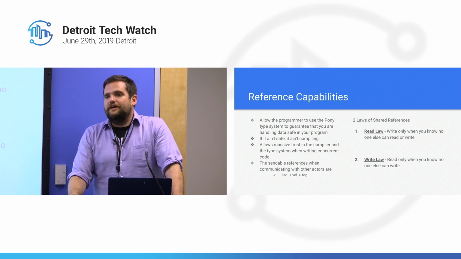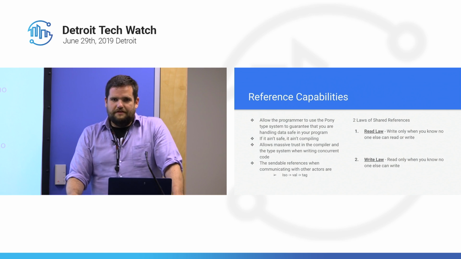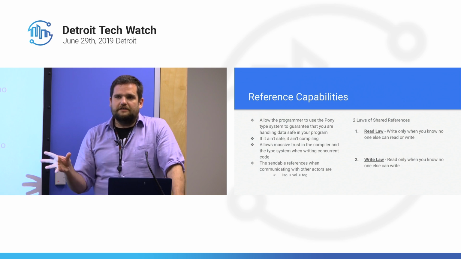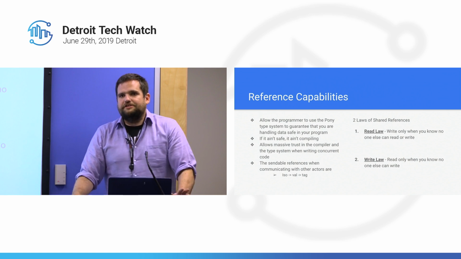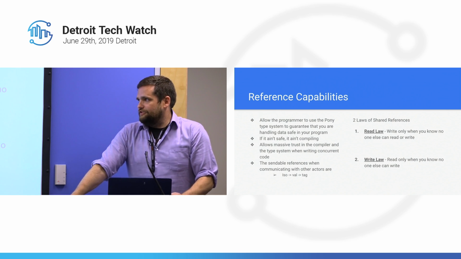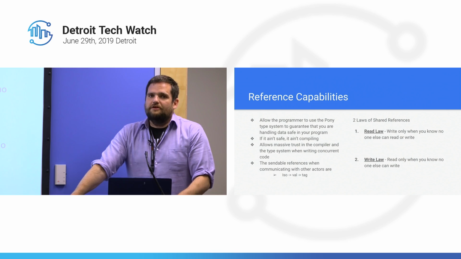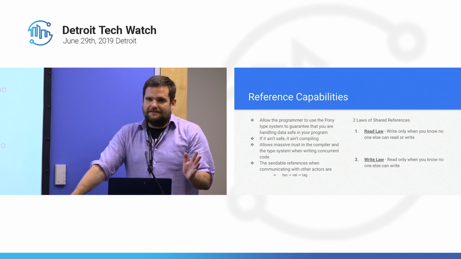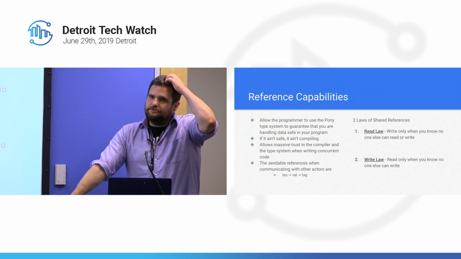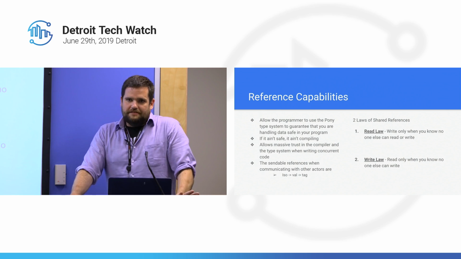Reference capabilities, on the other hand, are difficult. They work on the idea that there are two laws of shared references. Whenever you're sharing references to data within a program, there's the write law and the read law. The write law: you write only when you know no one else can read or write. That way it's safe and you don't run into any problems. And the read law is: read only when you know no one else can write. It's simple to think about, but getting a program and compiler to enforce this takes a lot of work. That's where reference capabilities come in handy.